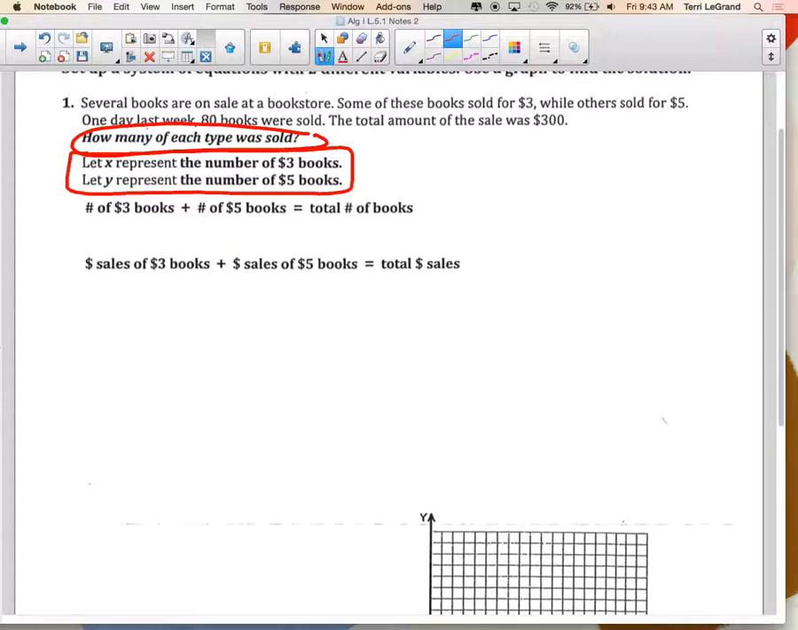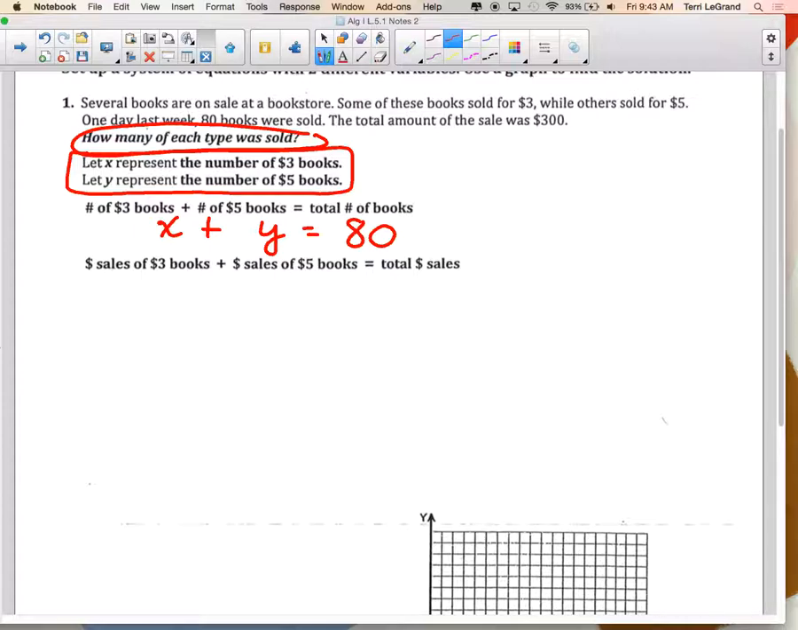Okay, first equation, who's going to offer it up for me? Josh? X plus Y equals 80. Yeah, X, the number of $3 books, plus Y, the number of $5 books, equals 80. We sold 80 books altogether. Okay? Number of books plus number of books is total number of books. We're adding number of books together and getting a total of number of books.